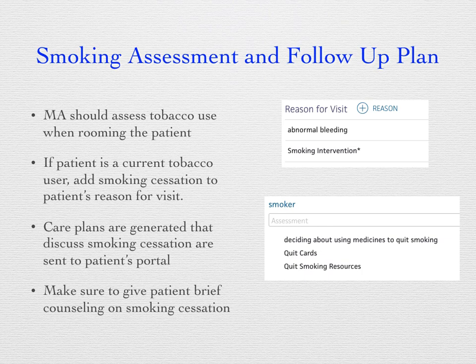Tobacco use should be assessed on all patients at every visit. The MA should assess this history when rooming the patient. If a patient is found to be a current tobacco user, smoking intervention can be added to the reason for the patient's visit. Care plans are then generated that are sent to the patient's portal that discuss ways to quit smoking, and this will satisfy the quality metric.